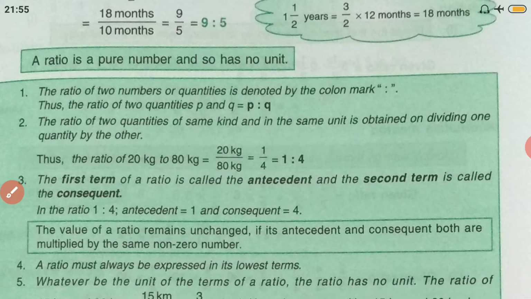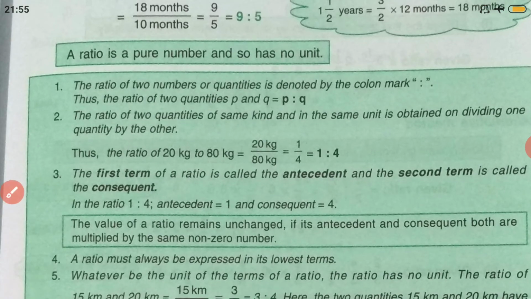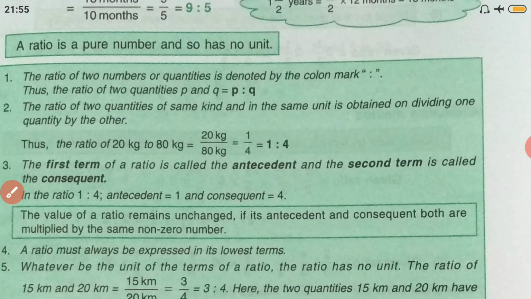Every ratio has two terms. We have 9:5, 1:4. There are always two terms. The first one is called the antecedent, and the second is called the consequent, right? Number 4.